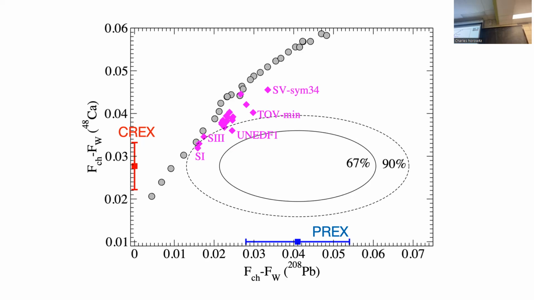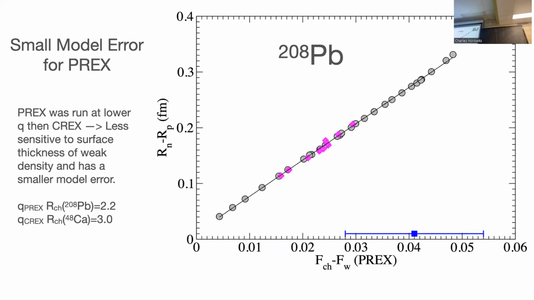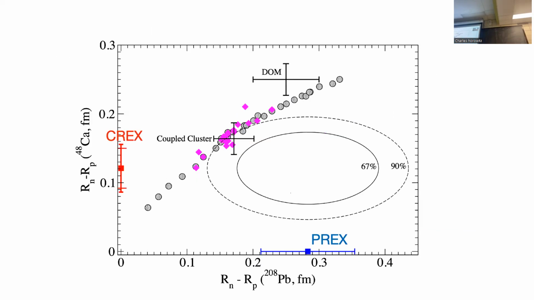So what's your thought on why there are no candidate equations of state that seem to be consistent with CREX and PREX? So yeah, that's a 67% level. These are what we got, and this is with the form factors. It's slightly more model dependent, but it's easier to say if now we have the neutron minus proton radius. So there's some model dependence to this CREX point.